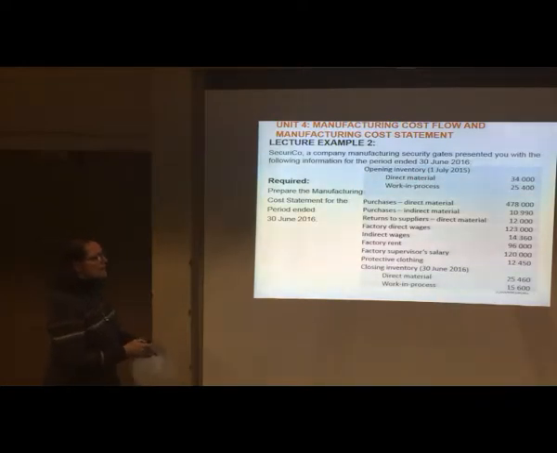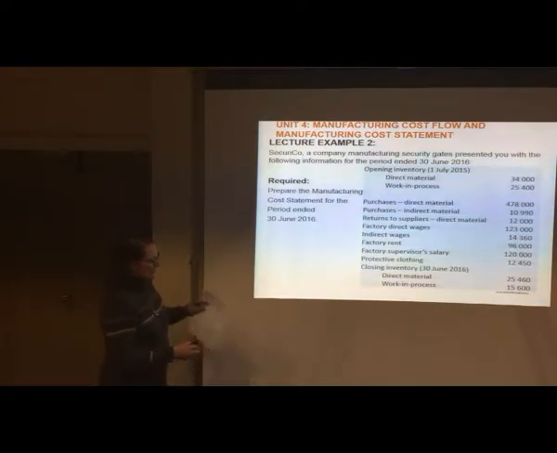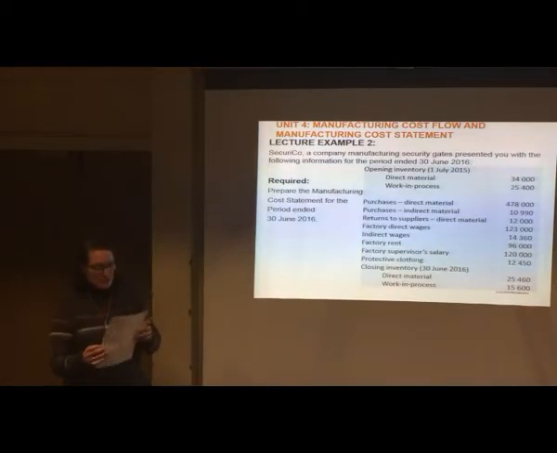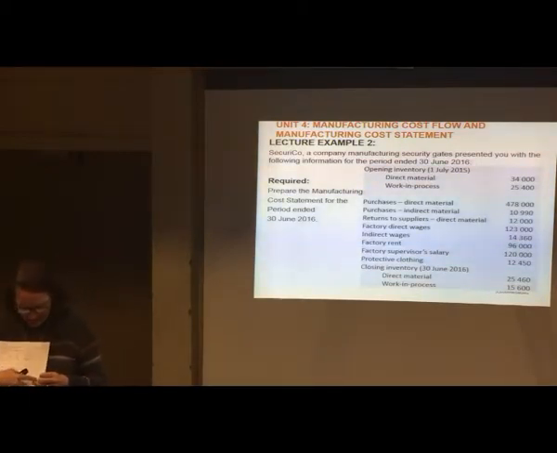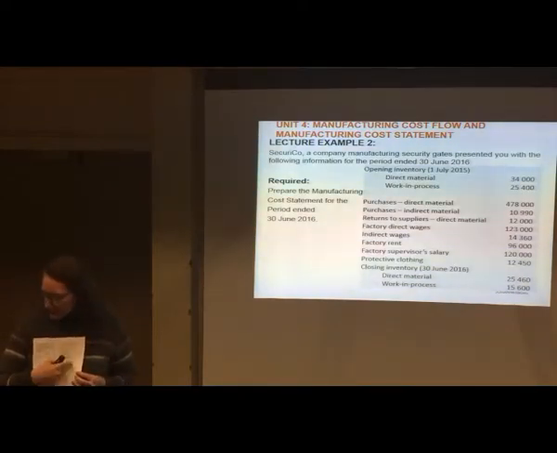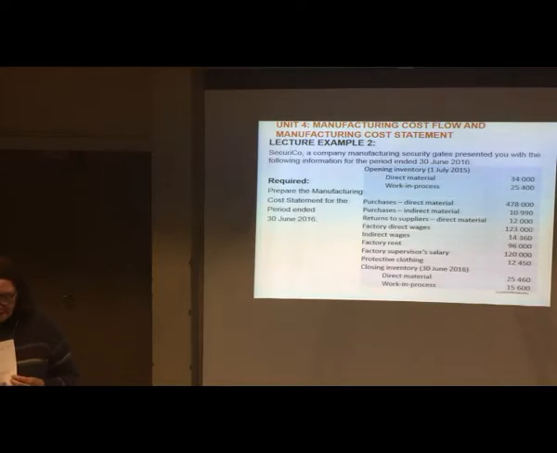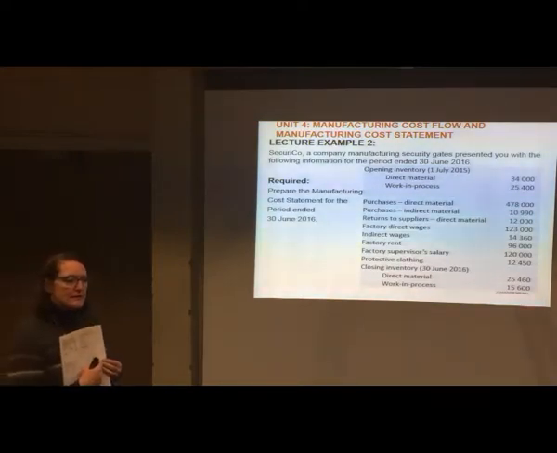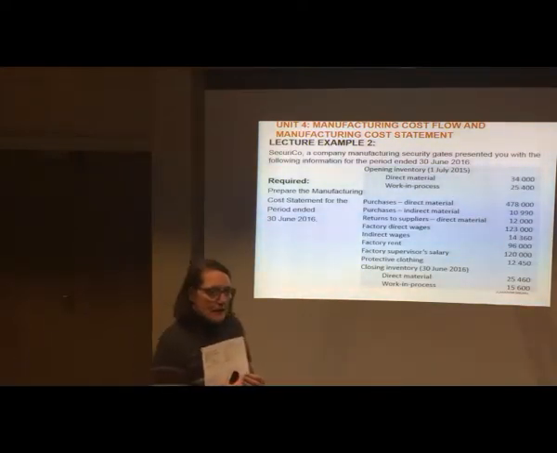Then you've got a work in progress opening balance and a work in progress closing balance. So you need to put those into your manufacturing cost statement. And once again, you've got to calculate your direct labor and your manufacturing overheads. So this is lecture example 2. We're going to fill it in over here. You're going to fill the numbers in on the right hand side, and in the middle, when you've got calculations, you're going to do the calculations. So direct materials is going to be a calculation. You need to calculate that amount.